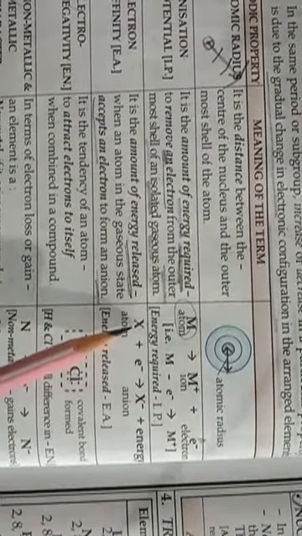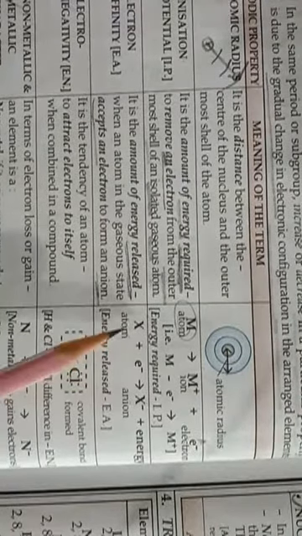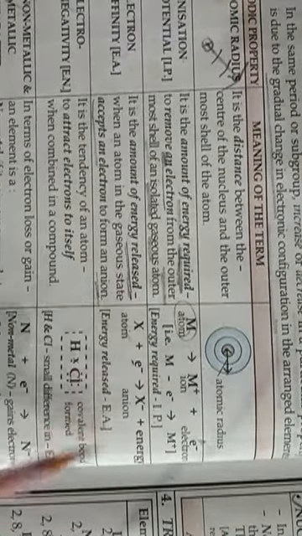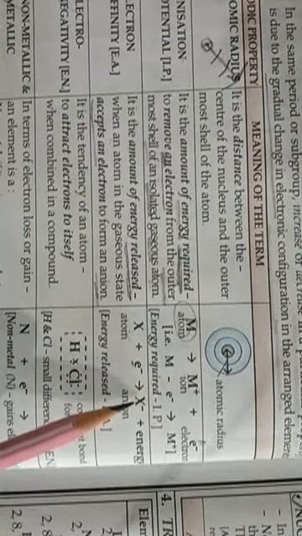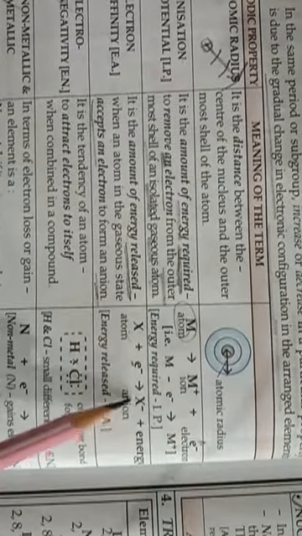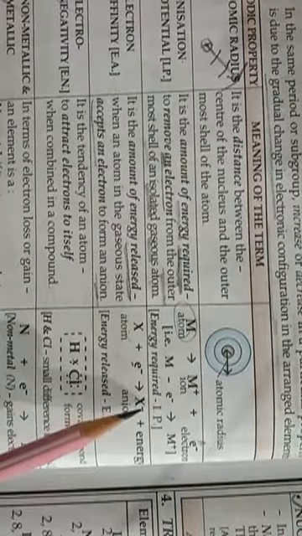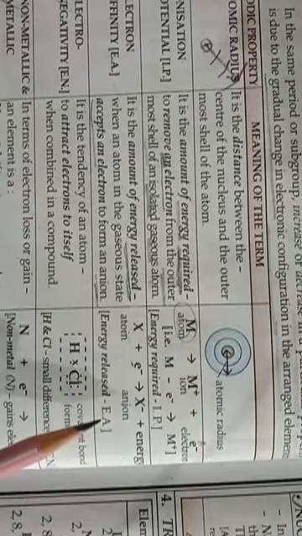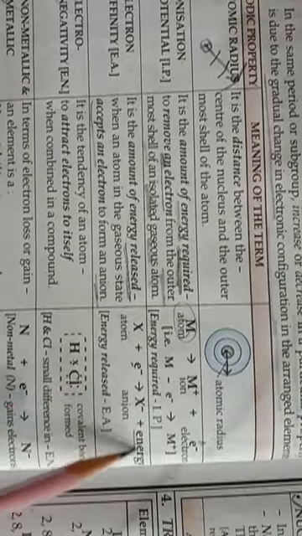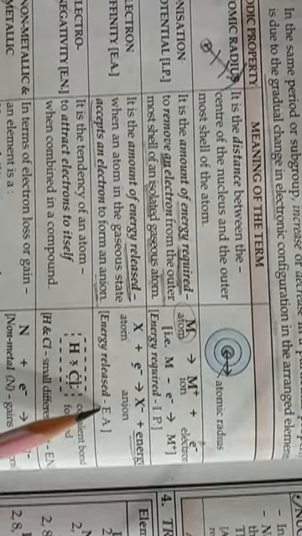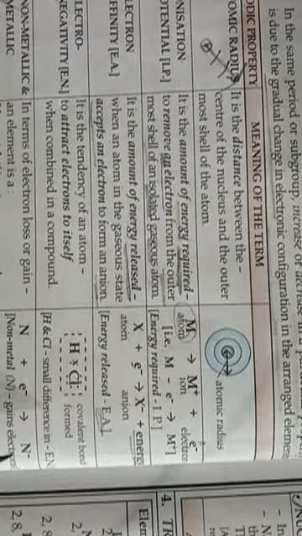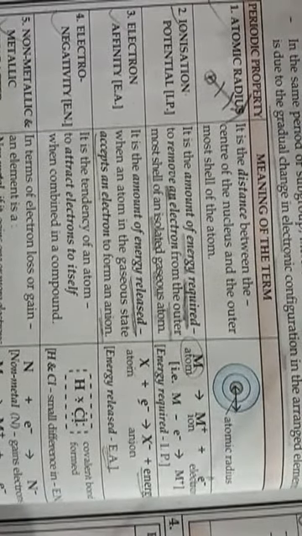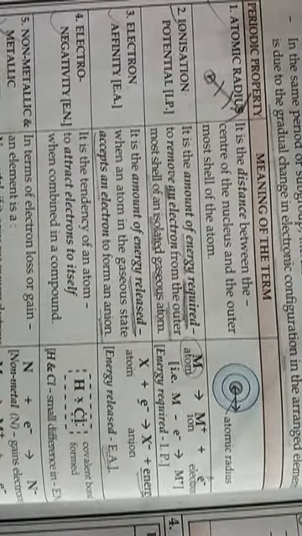Here X is an atom in neutral condition, and when it gains an electron, it will be converted into a unicharged anion, a single negative charge anion, and energy will be evolved. So this energy which is released here will be the electron affinity of the related atom or element. Okay children, so this is here.